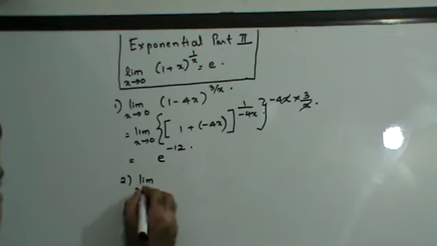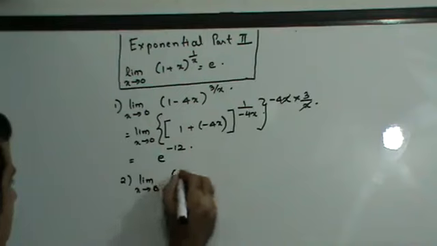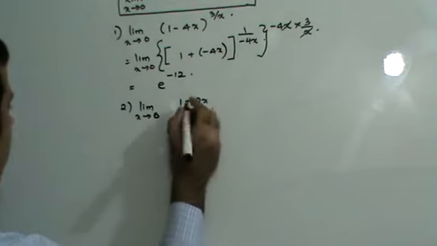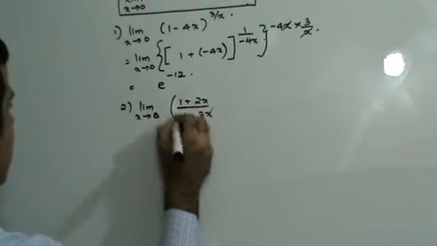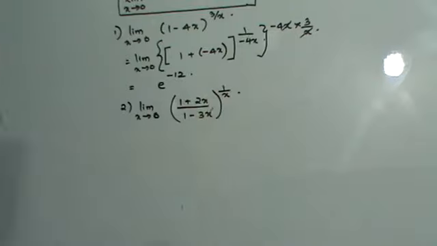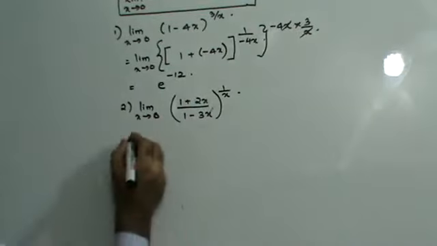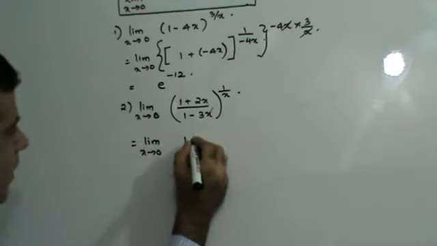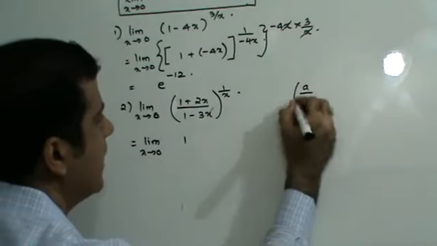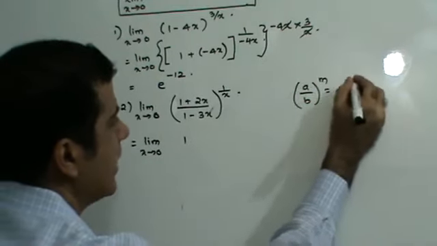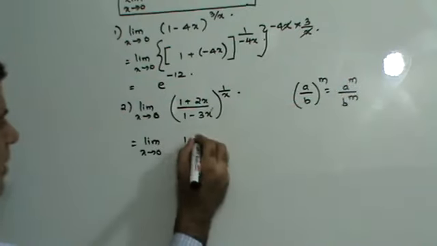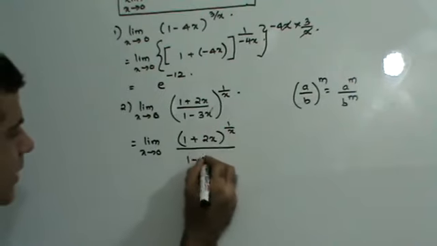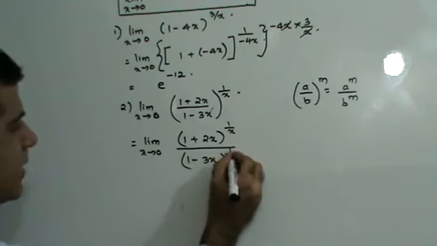Limit of x tends to 0, (1 plus 2x upon 1 minus 3x), the whole thing raised to 1 upon x, right? Now let's see how do we do this. This can be written as limit of x tends to 0, I'm going to use the law of indices, (a upon b) the whole raised to m is a raised to m upon b raised to m. So this can be written as (1 plus 2x) the whole raised to 1 upon x, upon (1 minus 3x) the whole raised to 1 upon x.